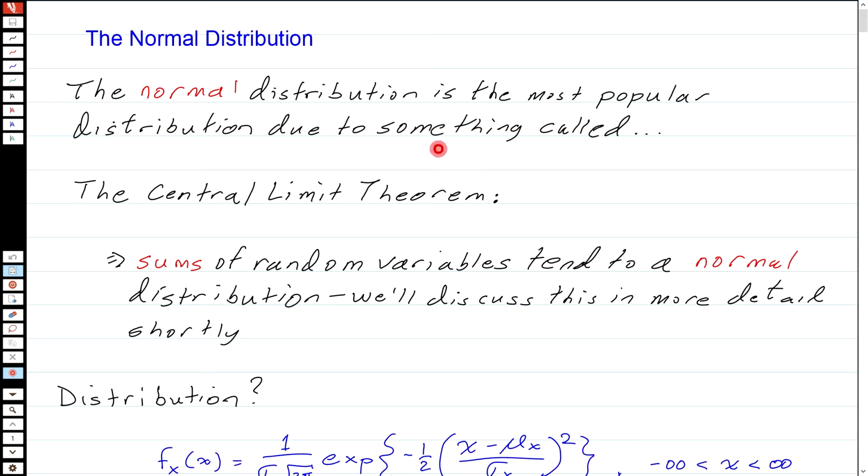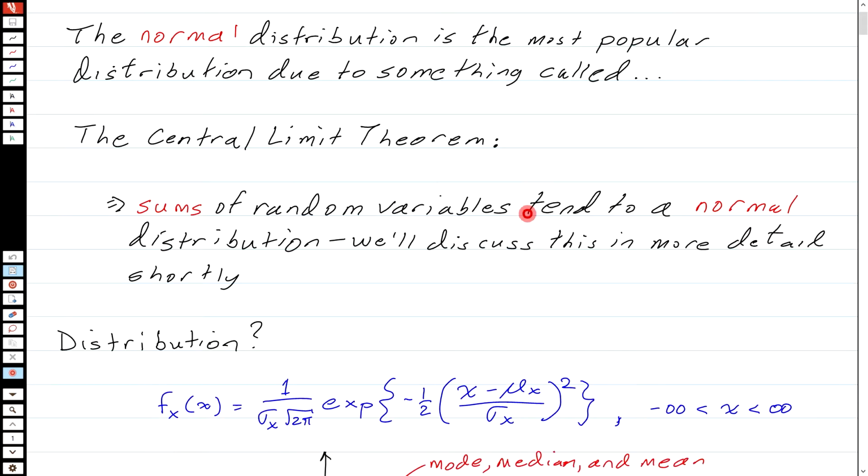As I mentioned, the normal distribution is a very popular distribution. I'm sure you've all seen it before, the familiar bell-shaped curve. And basically it's popular because sums of random variables tend to the normal distribution by something called the central limit theorem. And we'll discuss that theorem a little bit more shortly.